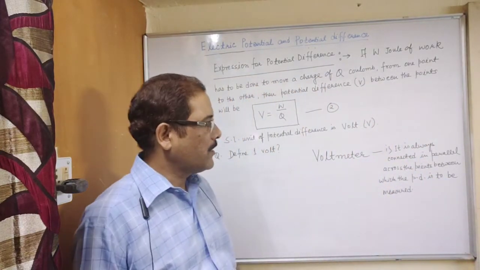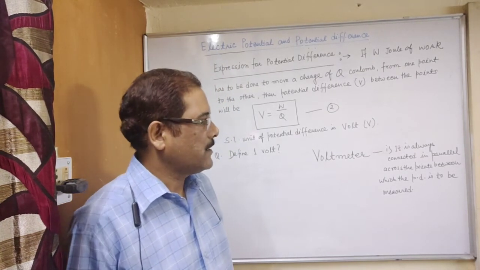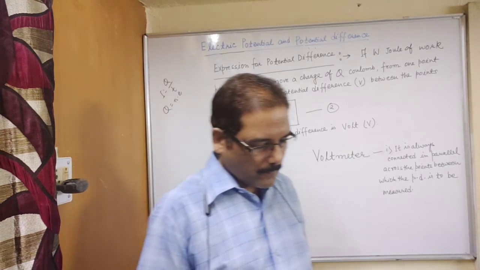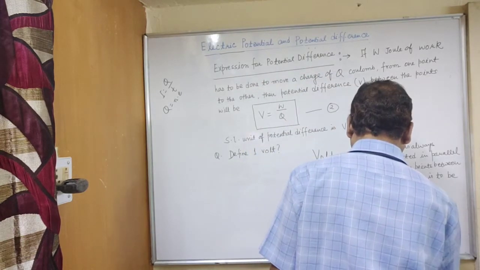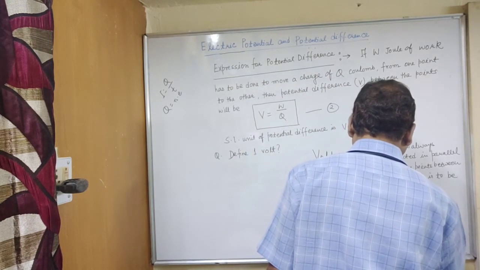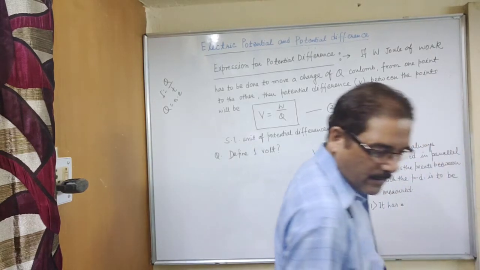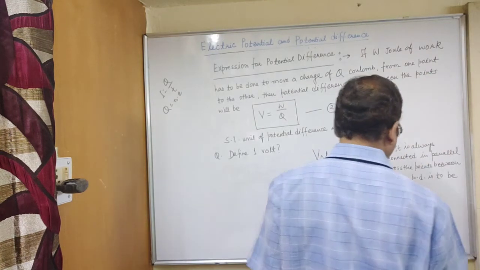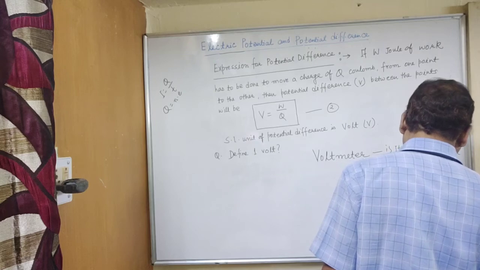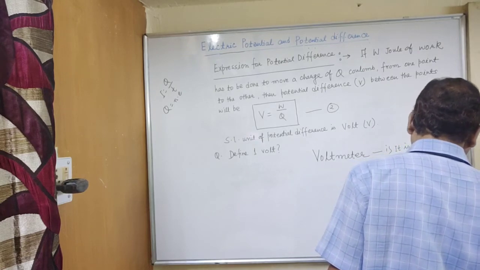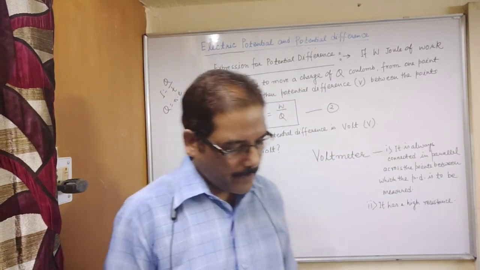And in comparison to an ammeter, it has higher resistance. It has a high resistance. So these 2 points you must know about a voltmeter.